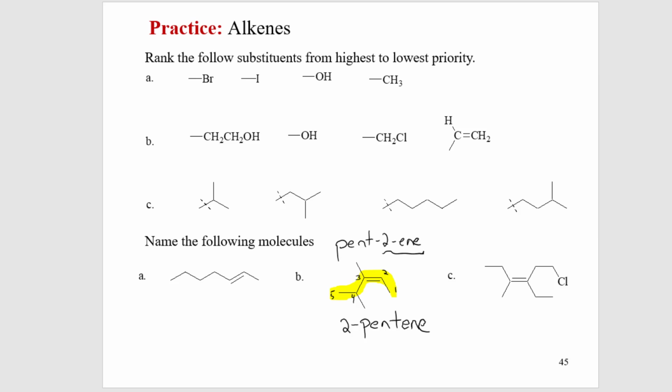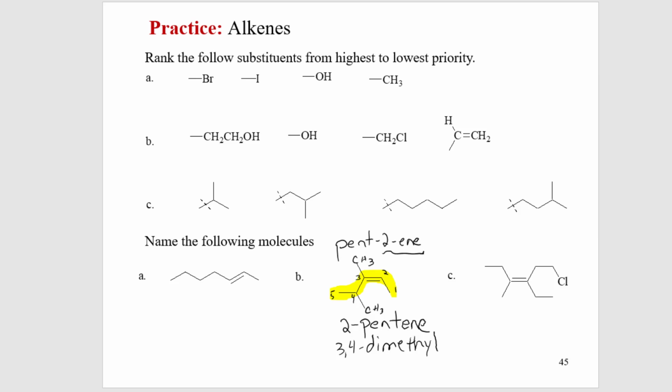All right, what haven't we included? Well, we didn't include the methyl at 3 or the methyl at 4. So there's a 3,4-dimethyl-2-pentene. Okay, I'm almost done.